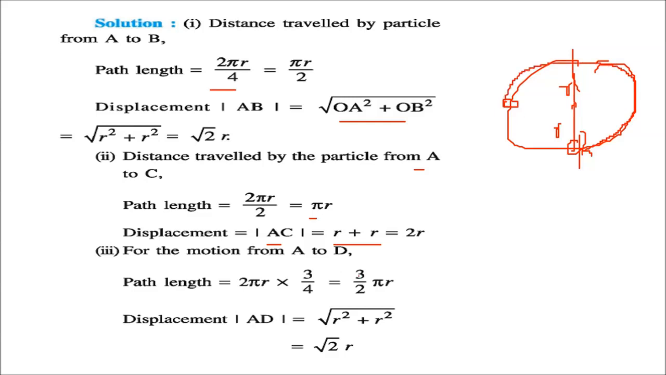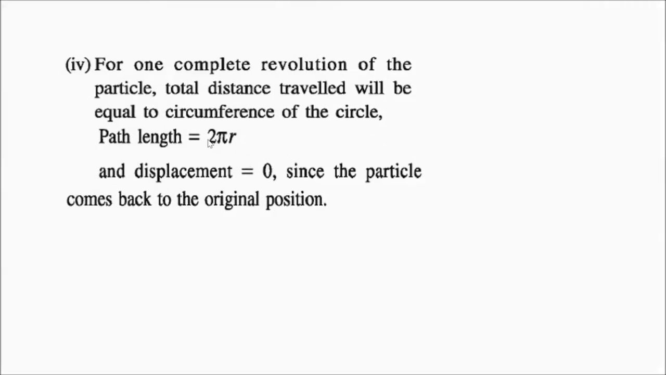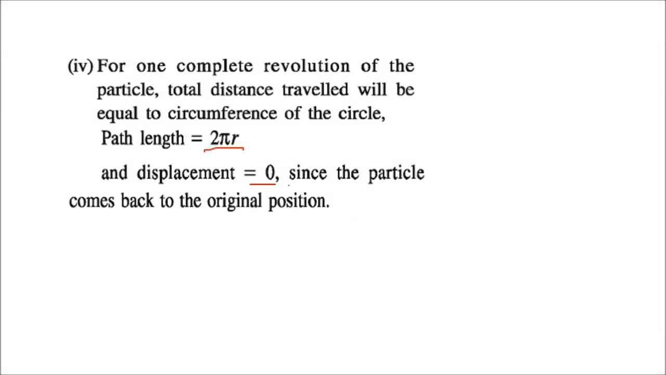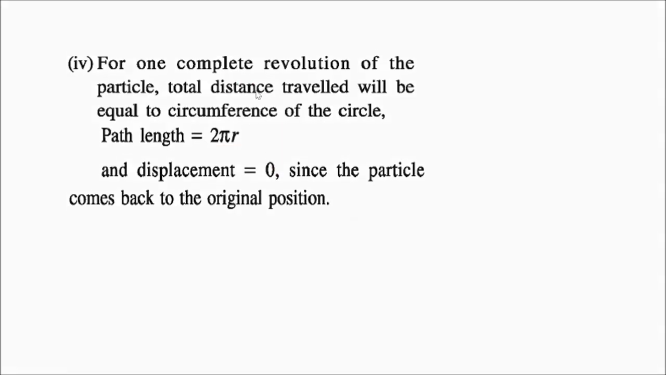From A to D, this has to be taken totally. So this is 3/4 of 2 pi r, where 2 pi r is the total circumference, so we have to take only 3/4. This will be the path length, and the displacement again will be under root r square plus r square, under root 2 r. But at the final position, if we come back here, the displacement will be 0 and the distance will be the whole 2 pi r, which is being shown here. The path length will be 2 pi r and the displacement will be 0, because the particle has come back to its original position, and because it has traveled totally, the path length or the distance will be 2 pi r.